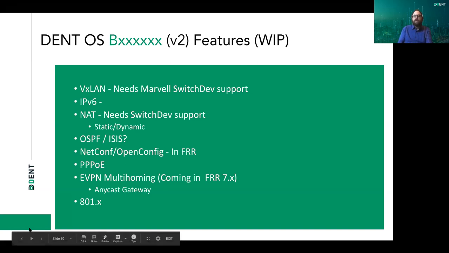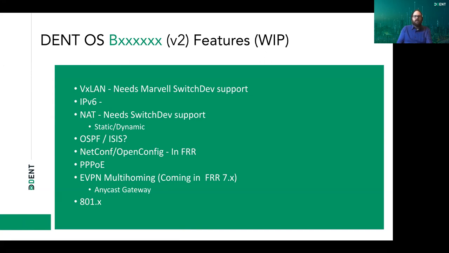IPv6 technically works. There's no reason that it doesn't work, but we don't have all of the features that we'd like. For NAT, we're looking at any needs in switchdev for supporting that. ISIS, because of how it functions, also needs some work within switchdev. We're looking to use NETCONF OpenConfig. Some people may be interested in that. It's already available within FRR. PPPoE, EVPN multi-homing, 802.1X. We're trying to keep the features low in the next release, but still add features that are usable and important for our use cases.